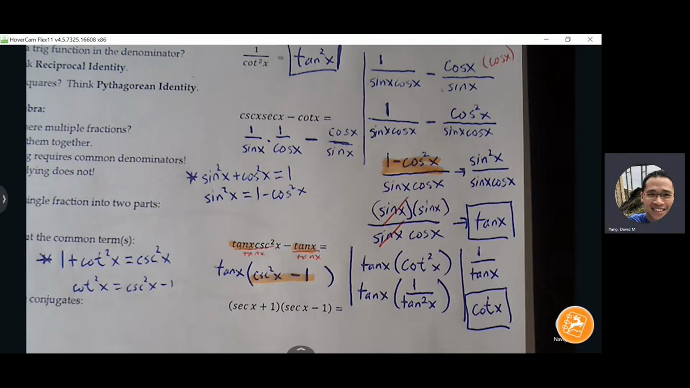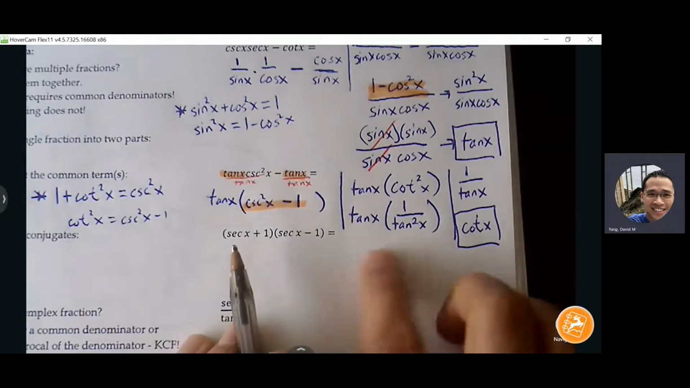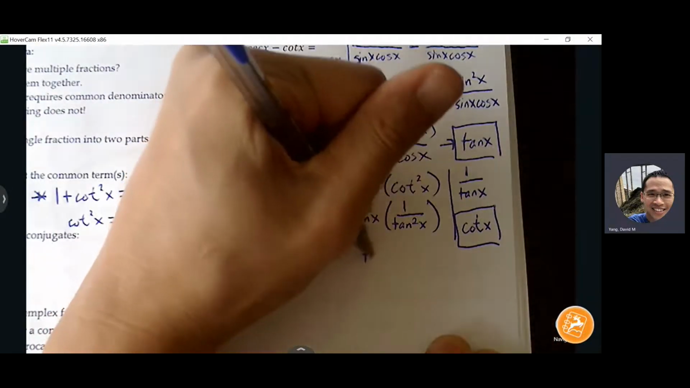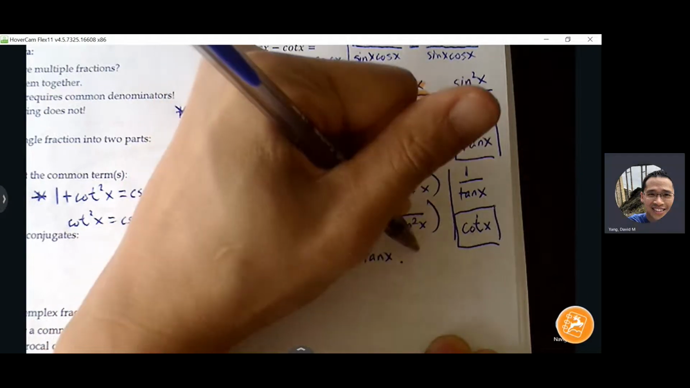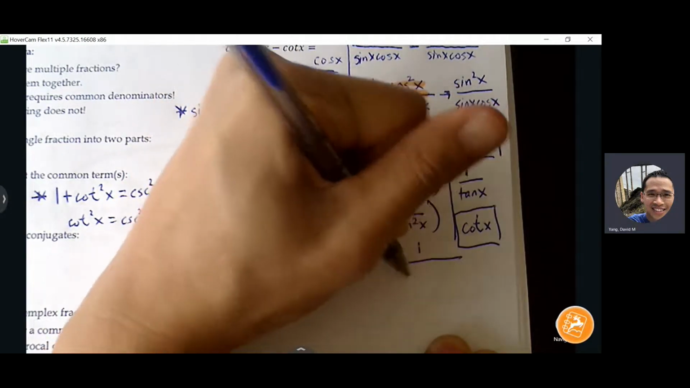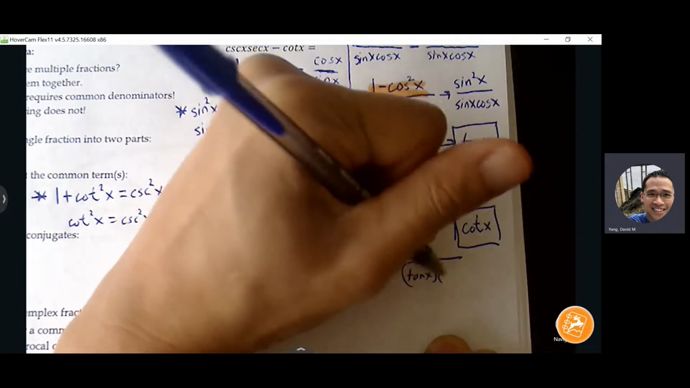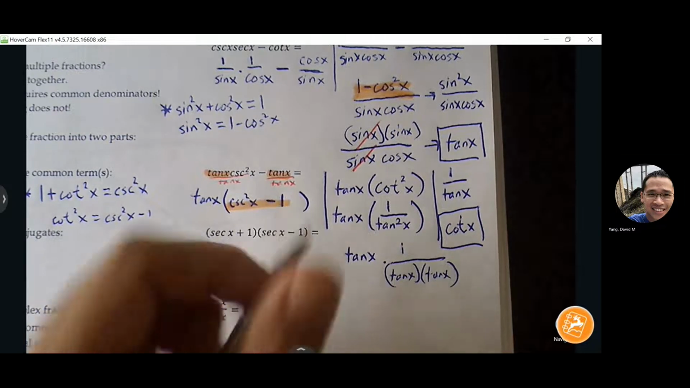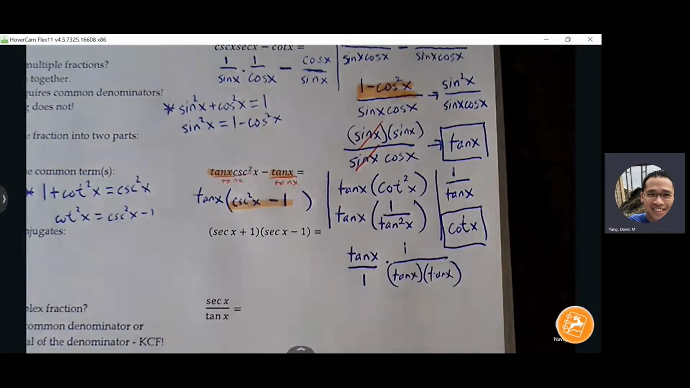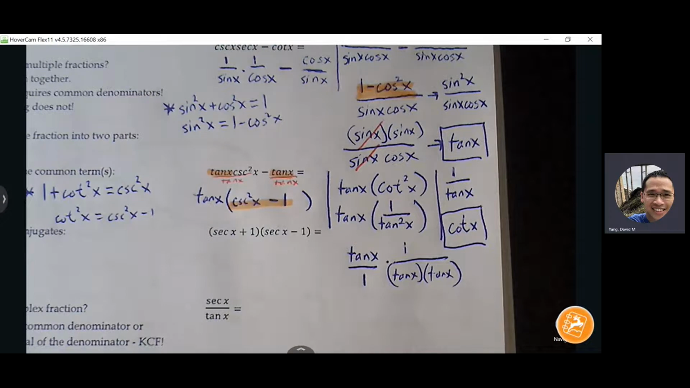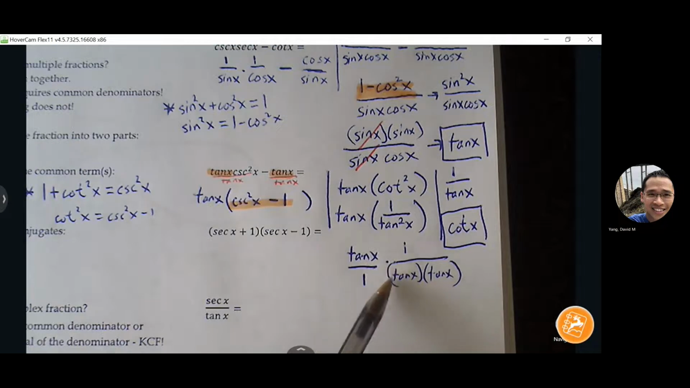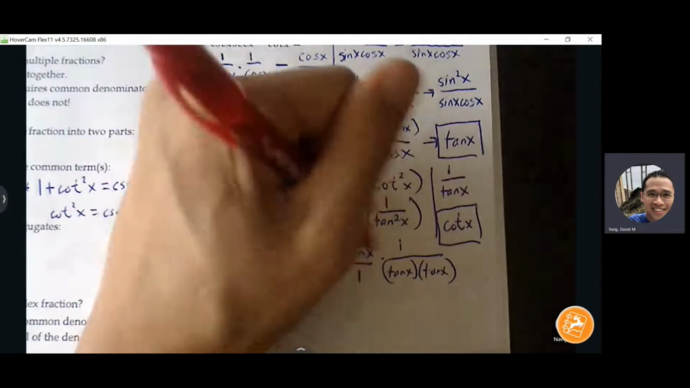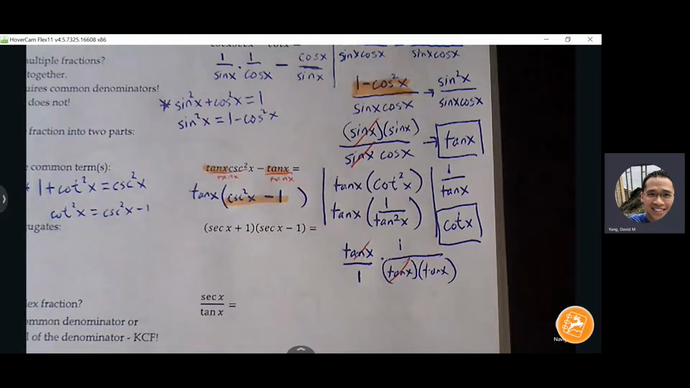Tangent x times 1 over tangent squared x. Got it. So tangent of x times 1 over tangent squared x is the same thing as 1 over tangent of x times tangent of x. So if I put everything in their numerator and denominator places, what do you notice? I can take out one of the tangents, right? And if I take out one of the tangents, then I'm left with 1 over tangent, which is cotangent.